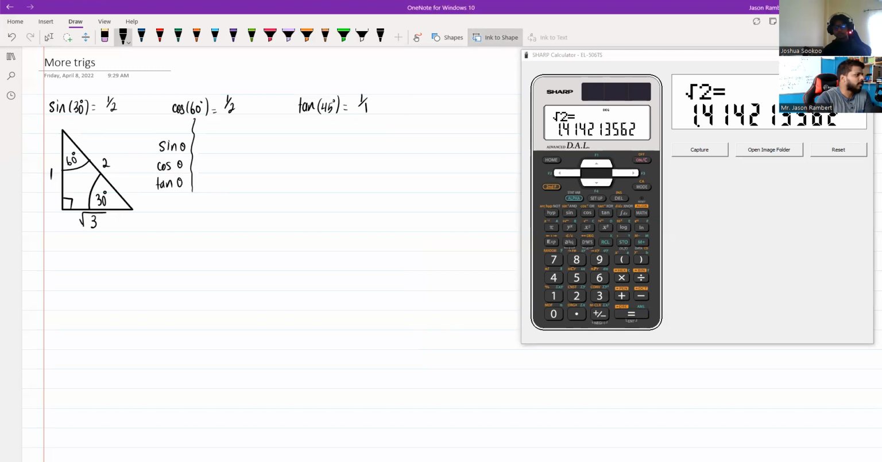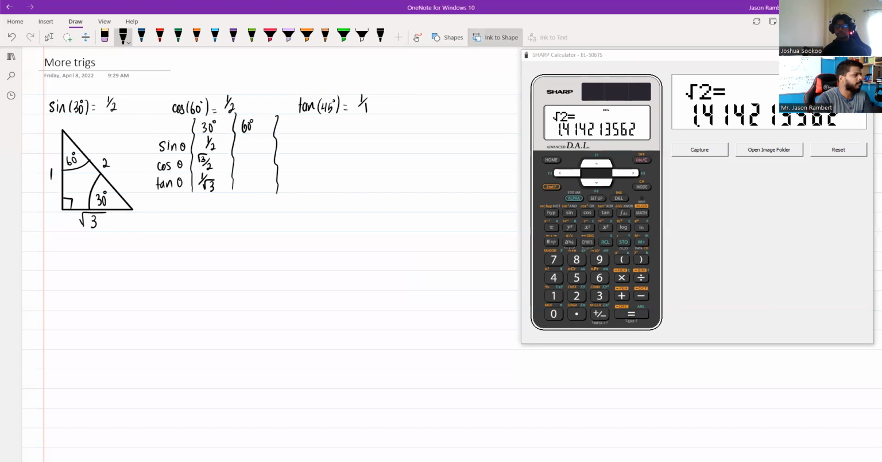I'll move this table down a little bit. We'll work with 30 degrees first. Sine of 30 is a half. Agreed? Cosine of 30 degrees is adjacent over hypotenuse, which is root 3 on 2. Yeah? And tan of 30 degrees is opposite over adjacent, which is 1 on root 3. Yeah? Good. What about 60 degrees?